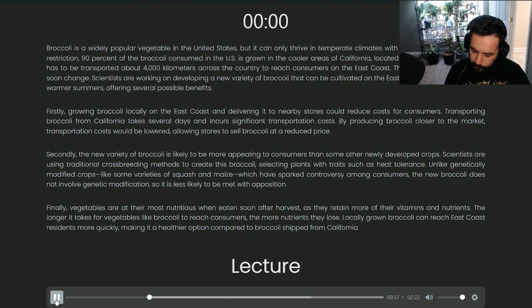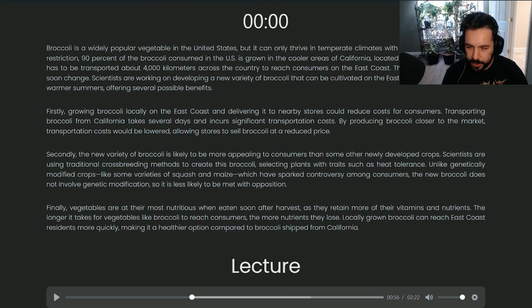This means that farmers on the East Coast will harvest less broccoli per hectare, and so they'll have to sell their produce at a higher price. This price increase will cancel out the savings on transportation. So the East Coast consumers will probably not save any money buying the locally grown broccoli. Okay, I could have paused that a lot earlier, but I wanted you to see the whole thing.